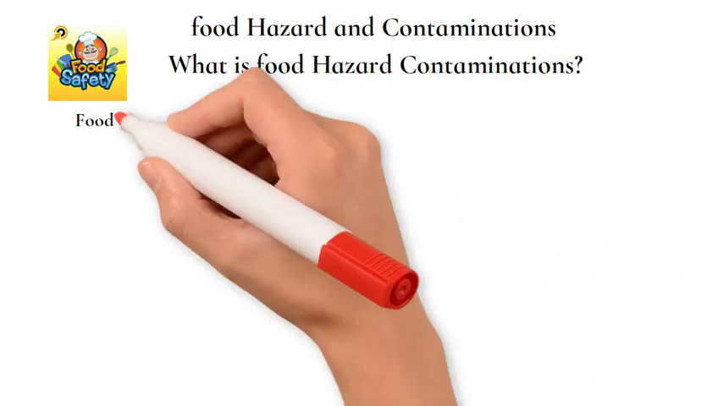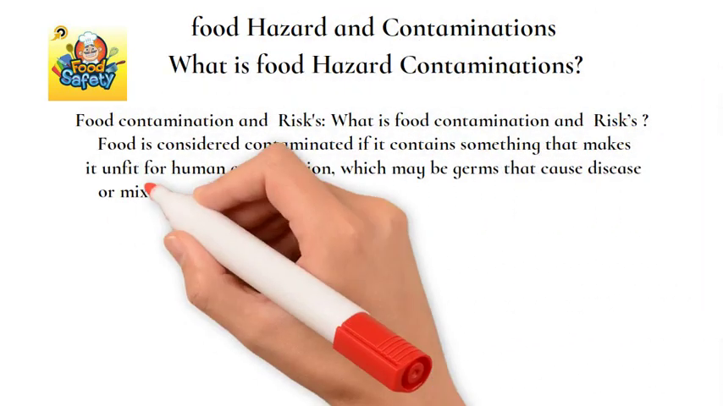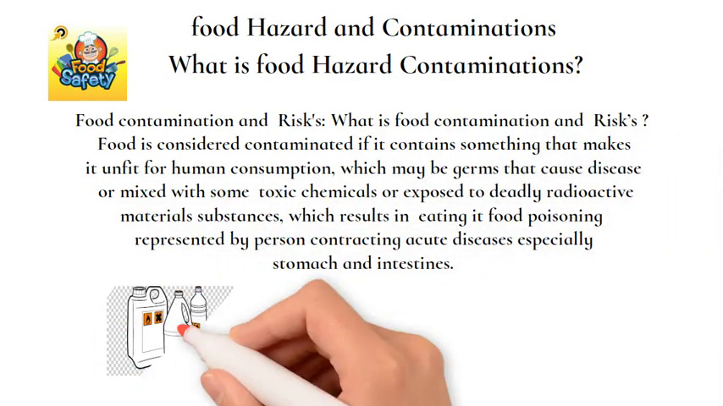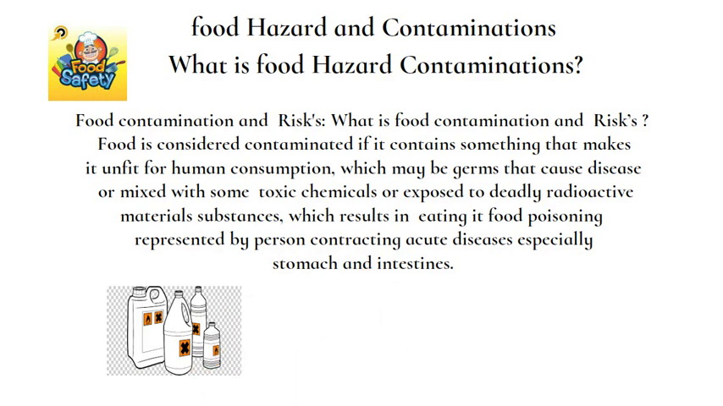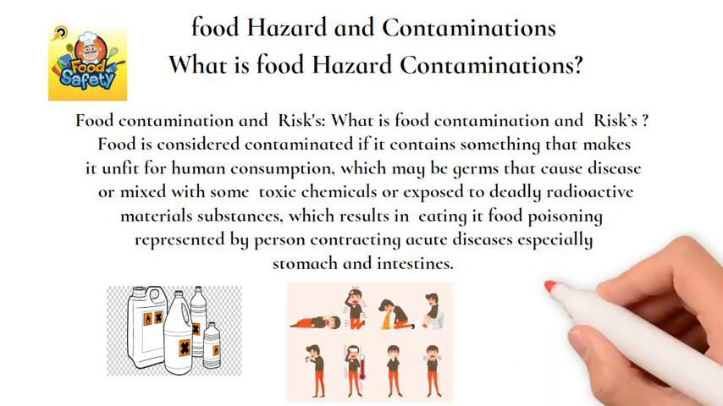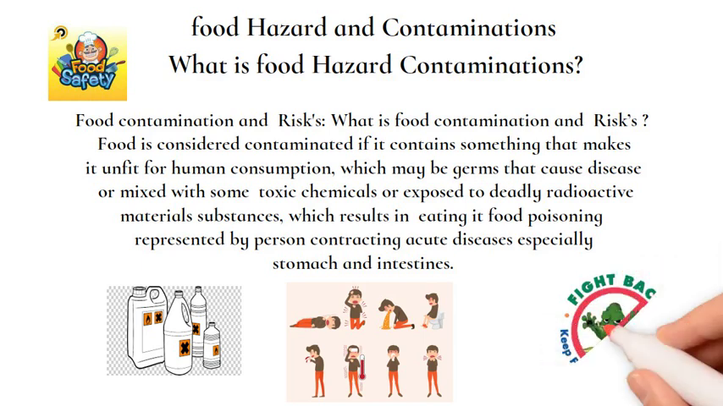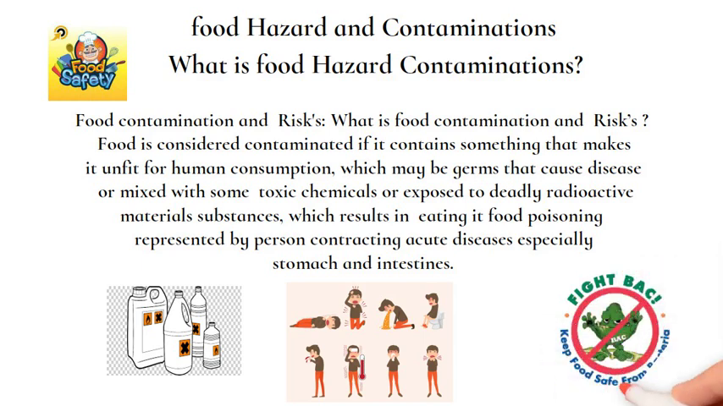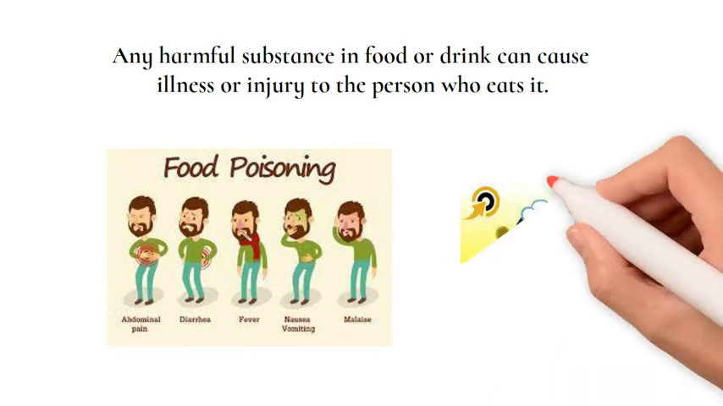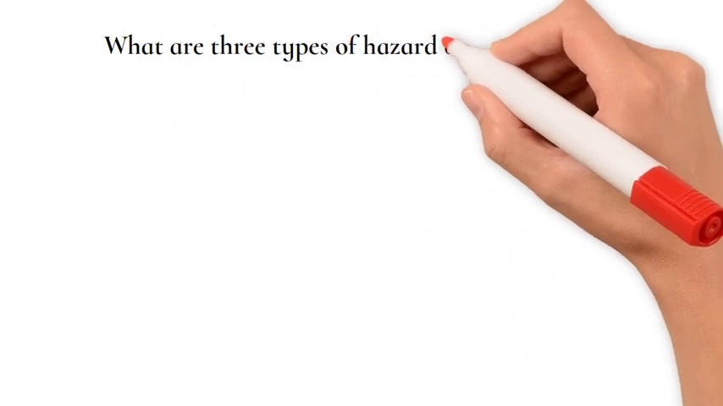Food hazard and contamination. What is food contamination and its risks? Food is considered contaminated if it contains something that makes it unfit for human consumption, which may be germs that cause disease, toxic chemicals, or deadly radioactive materials. Food poisoning is when a person contracts acute diseases, especially of the stomach and intestines. Any harmful substance in food or drink can cause illness or injury to the person who eats it.